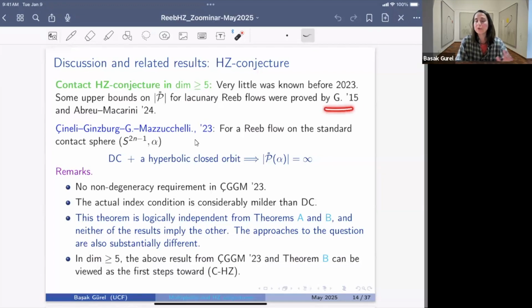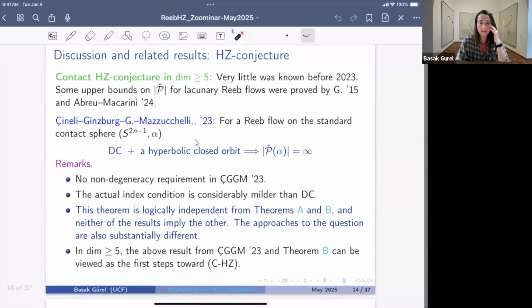which I proved under very restrictive assumptions back in 2015, but more recently they were also studied for different sets of manifolds like pre-quantization bundles, etc., by Abreu and Macarini. Beyond that, before 23, we didn't know anything about the Reeb case. And then in 23, we proved the following theorem with, again, Arman, Victor, and Marco Mazzucchelli. We proved that on the standard contact sphere, if you have a dynamically convex Reeb flow with one hyperbolic closed orbit, then in fact you have infinitely many prime closed orbits. Again, this has no non-degeneracy requirement. The actual index condition, as I said when I told you about dynamical convexity, is much more relaxed than DC.